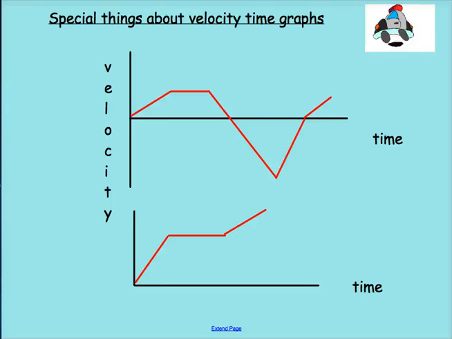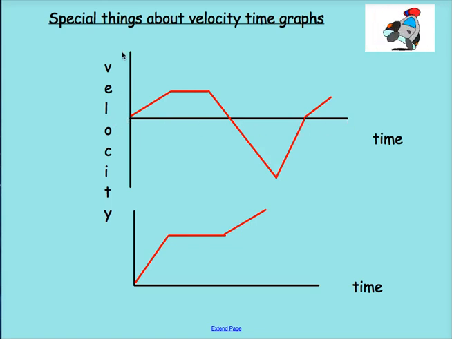Hi, we're going to do some special things about velocity time graphs. Two things that you need to know here. One of them is higher tier and one of them is both. So here we're looking at a velocity time graph which has got this special T shape. The speed or velocity up the side and the time along this horizontal line here.